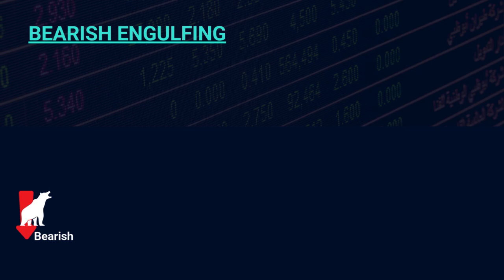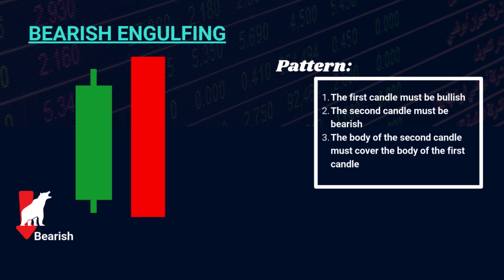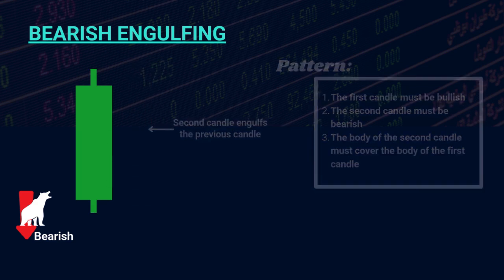A bearish engulfing candle forms when a small bullish candle is followed by a large bearish candle. The bearish candle's body completely engulfs the bullish candle's body, indicating a potential reversal of the previous bullish trend.